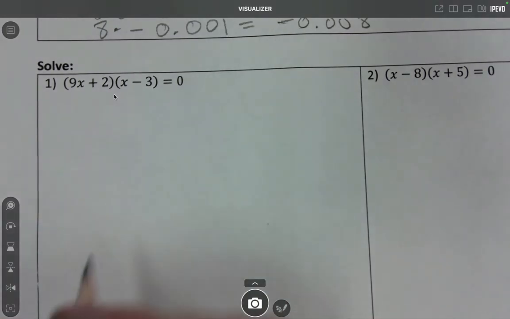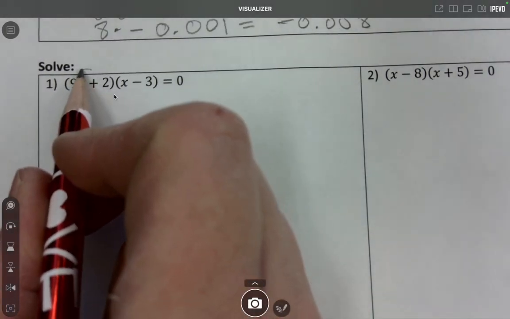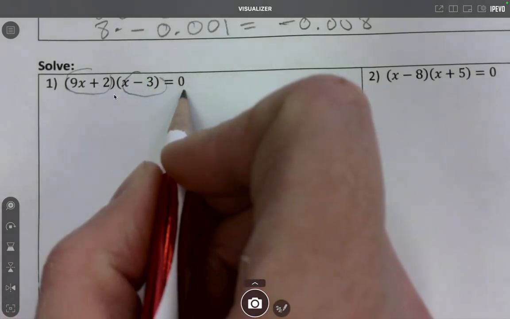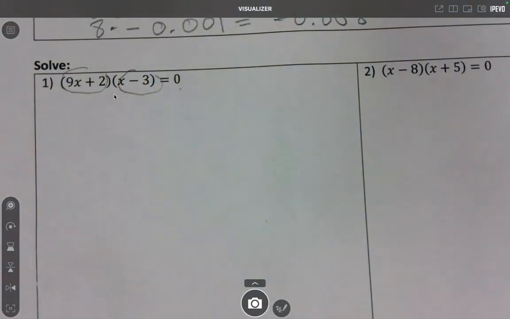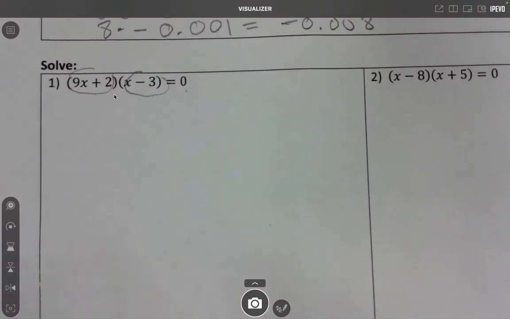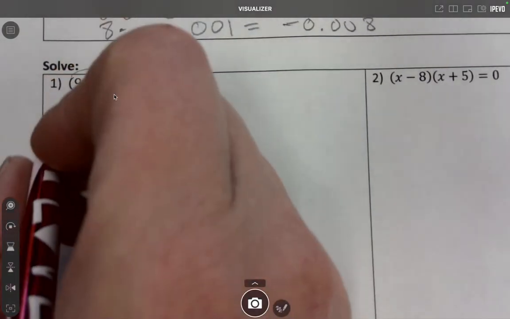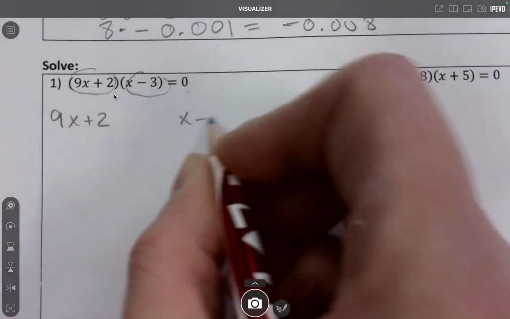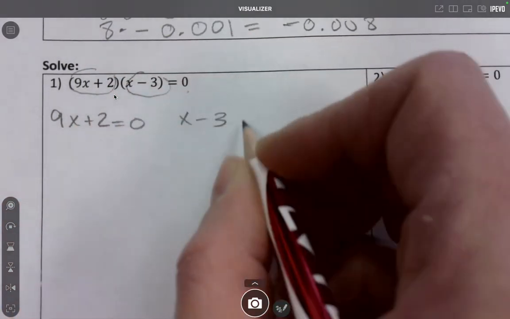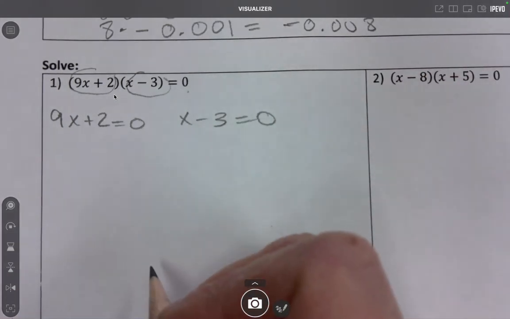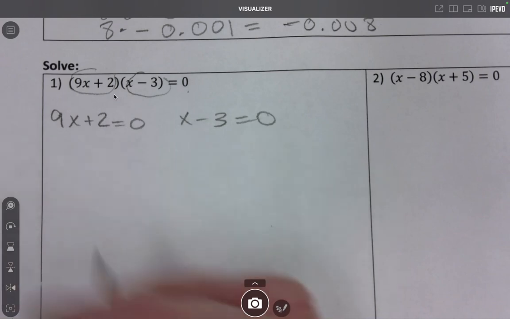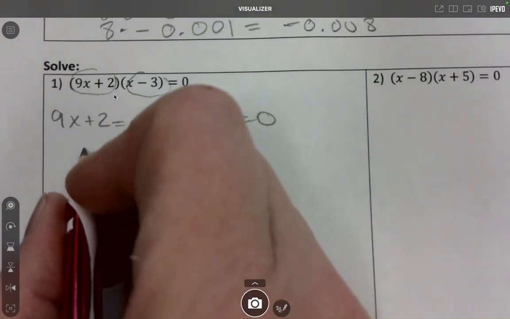And so what we see here is we have this binomial, 9x plus 2, times the other one, x minus 3. And when we multiply them together, it equals 0. So that means one of them had to be 0 to start with. So what we're going to do is set each of those things we're multiplying, 9x plus 2 and x minus 3, both equal to 0 separately, and solve. Because either this one had to be 0 or this one had to be 0. So let's go ahead and show our solving steps.